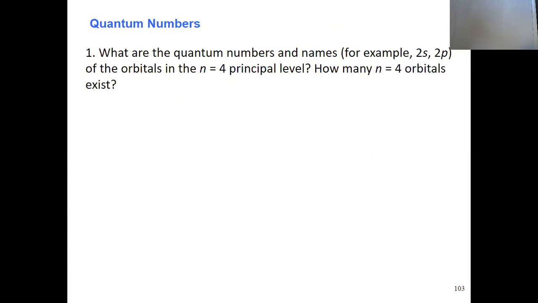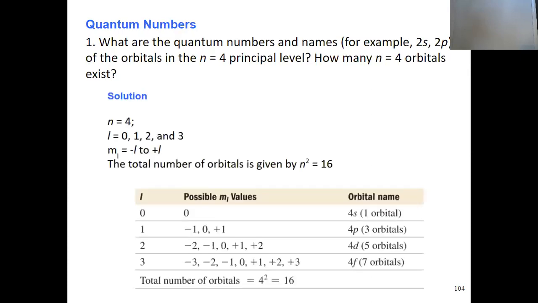So here are some questions for you. What are the quantum numbers and the names of all of the orbitals in the n equals 4 principal level? How many n equals 4 orbitals exist? Hit the pause button here and try this out. Okay, there's all the information.